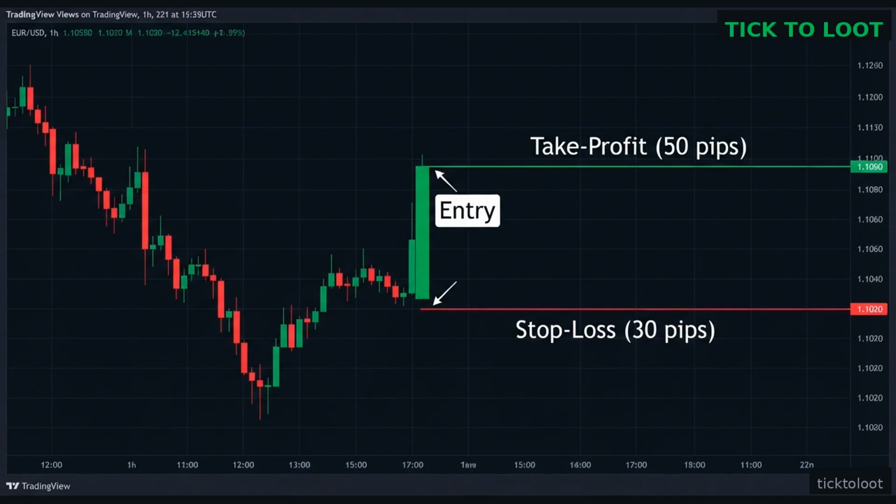Now, no trade is safe without a safety net, so we set a stop loss just below the recent low at 1.1020.